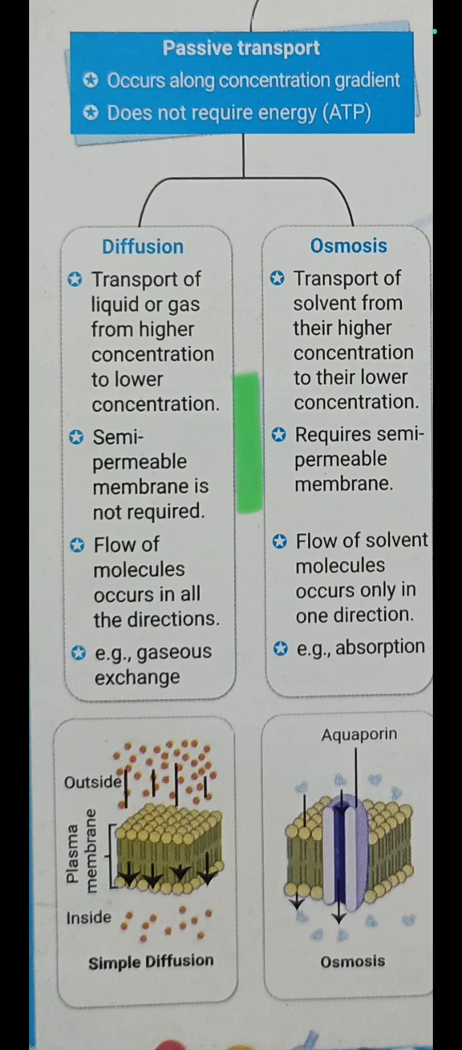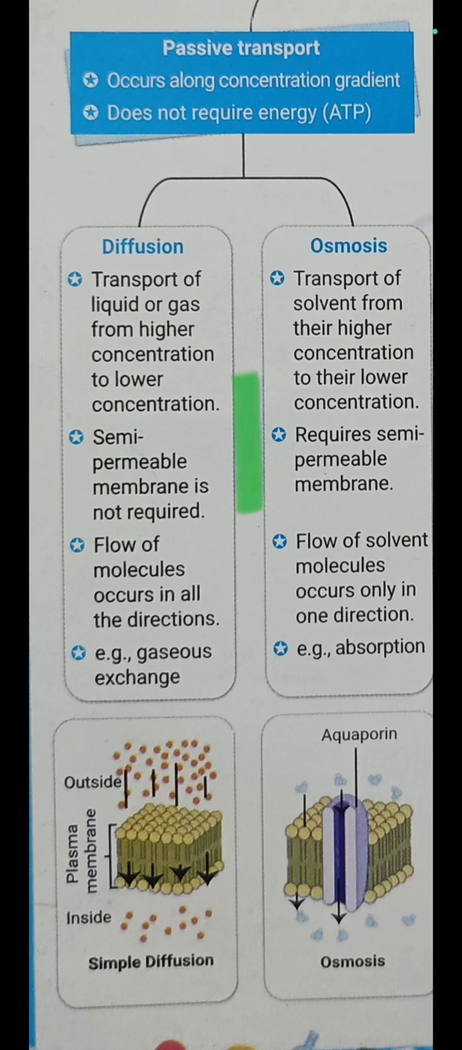Now there are two types of processes or two types of transport, that is diffusion and osmosis. So diffusion and osmosis are a little bit different from each other. Let's understand what this is. So first of all, diffusion: transport of liquid or gases from higher concentration to the lower concentration. While osmosis is the transport of solvent from their higher concentration to their lower concentration. So in this it is liquid or gas and here it is solvent.